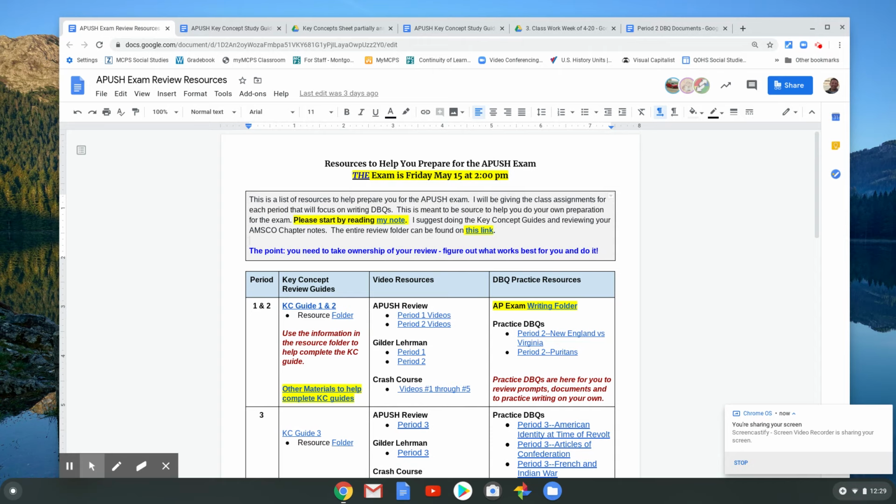I was thinking about something yesterday as I was going through your assignment for this week, and I thought, hey, let me clarify something. This is designed to help you with the review. We're talking about the key concept guide. My goal is to make sure you understand what you're supposed to do for the key concept guide and why it's important.